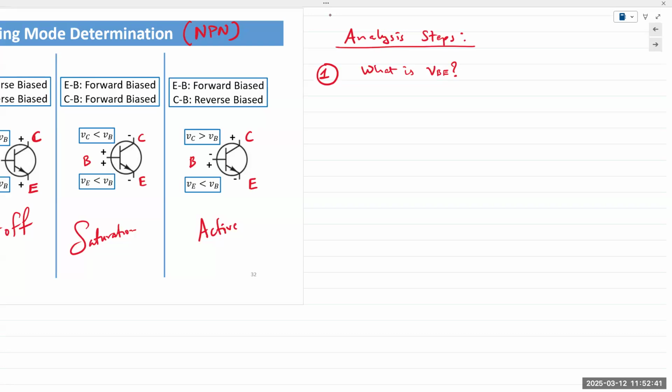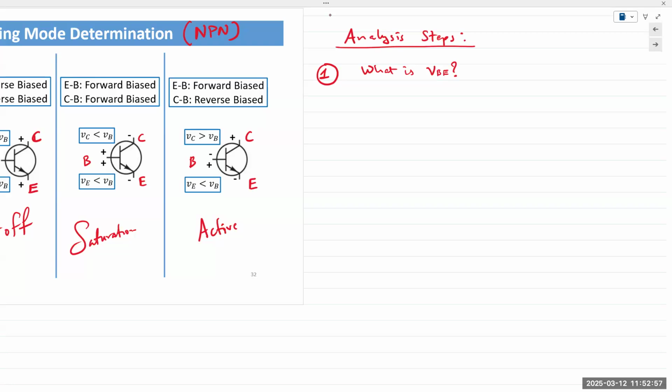Question being asked is, can it be reverse active? Yes, that's a possibility. But again, it's not something I'm going to give on an exam. We are just operating with the three in mind: forward active, saturation, and cutoff.